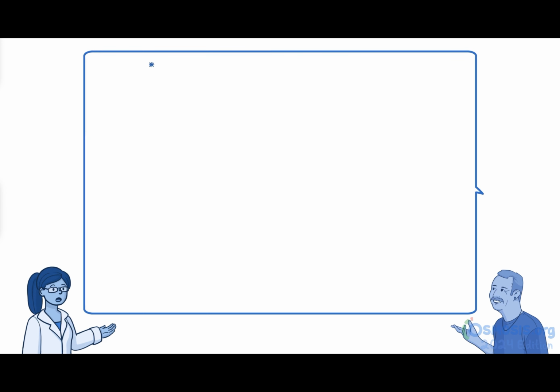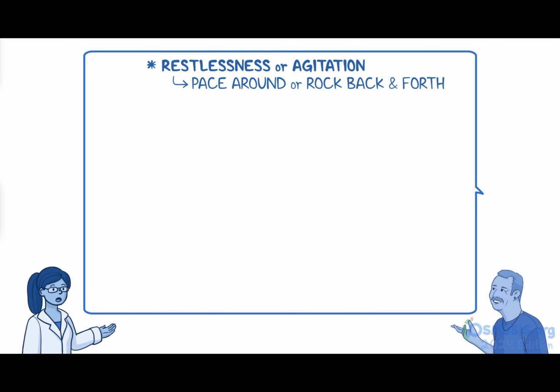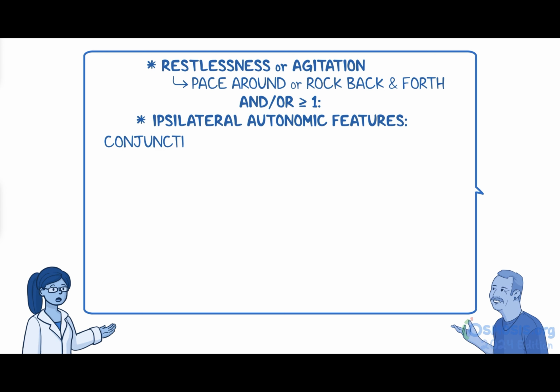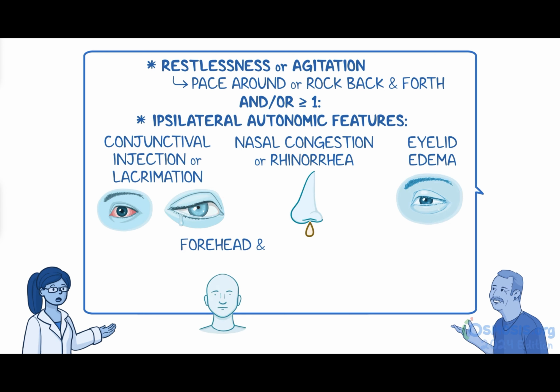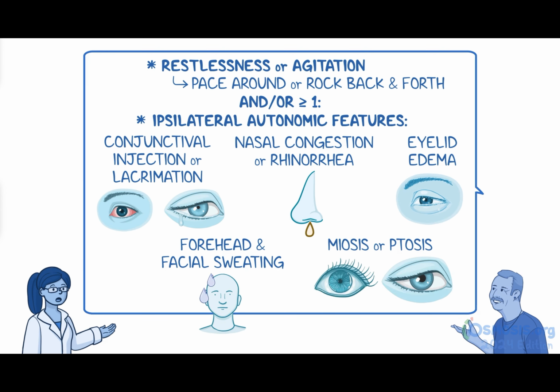Headaches should be associated with restlessness or agitation, causing the patient to pace around or rock back and forth in a chair during an episode, and/or at least one of the ipsilateral autonomic features. These include conjunctival injection or lacrimation, nasal congestion or rhinorrhea, eyelid edema, forehead and facial sweating, and miosis or ptosis.